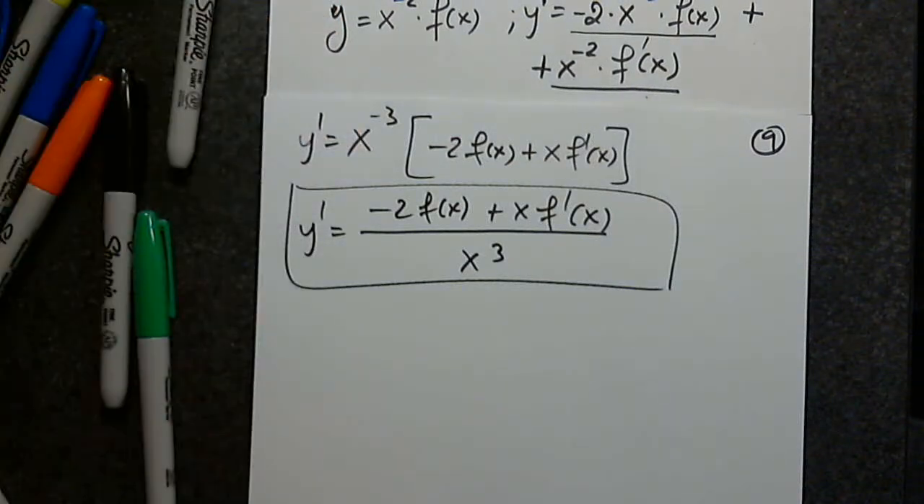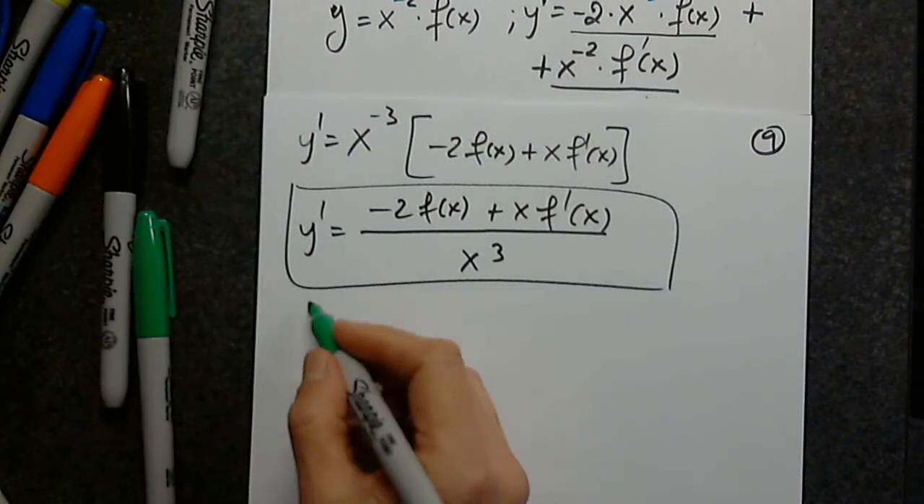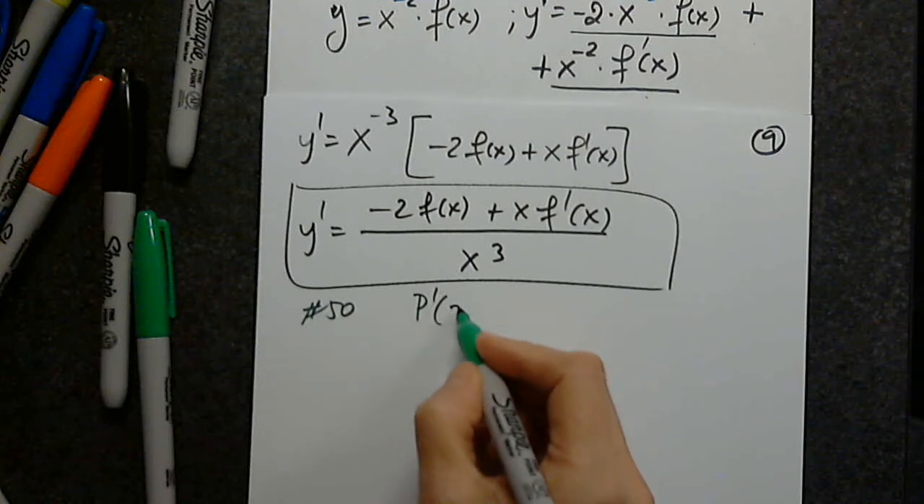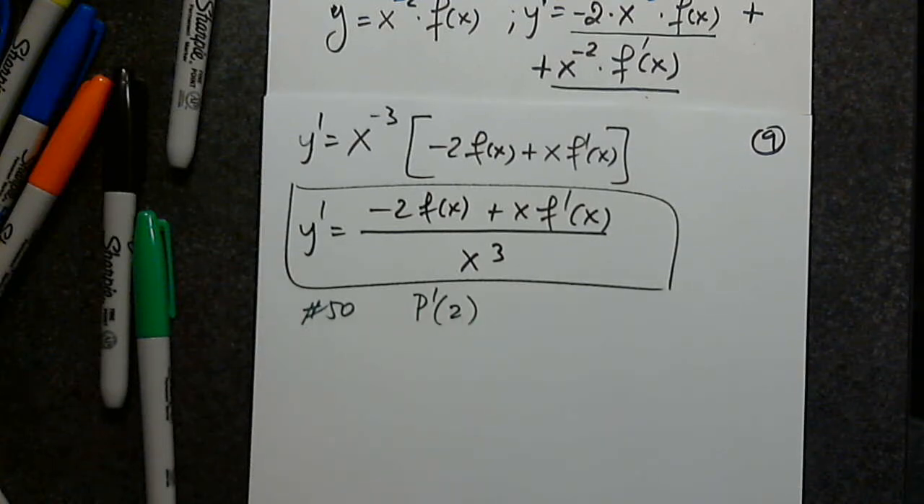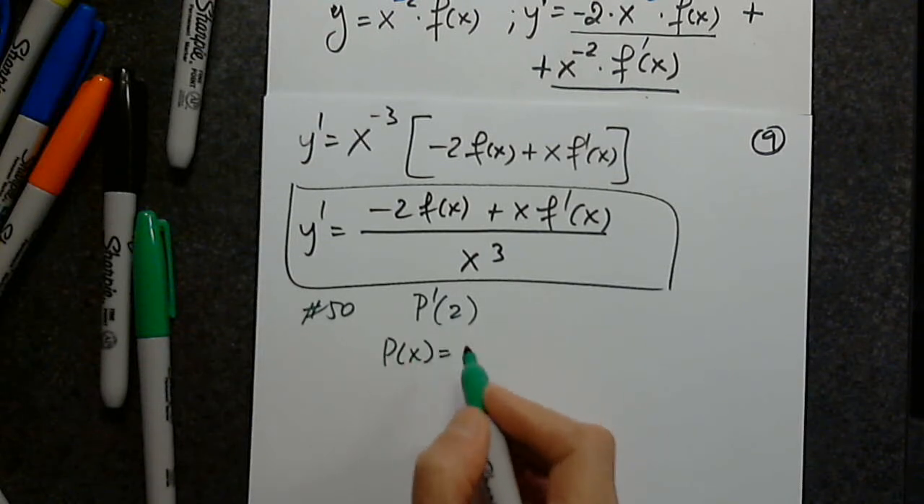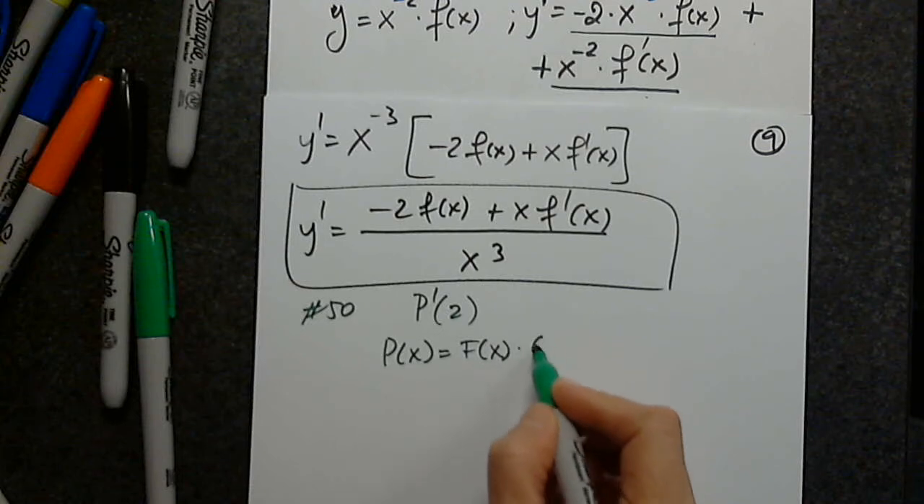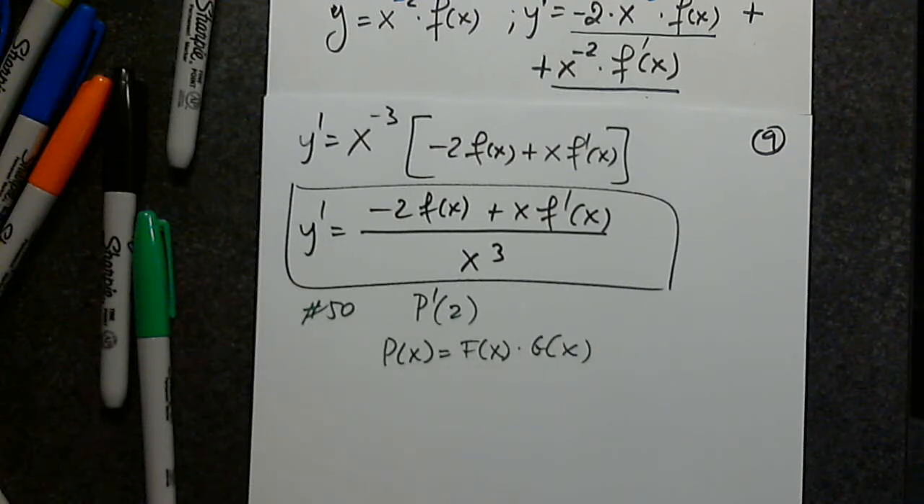Okay, so let's look at, let's say, 50. Let's look at part A. So we are asked to find P prime of 2. P of x is f of x times g of x. And we're asked to find P prime of 2.